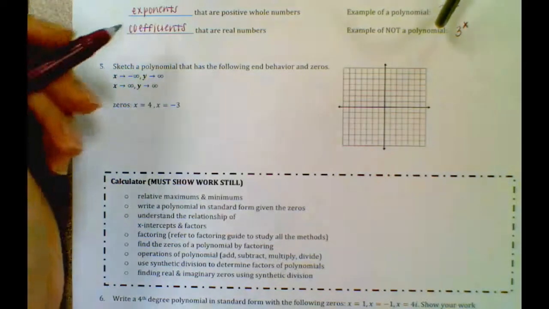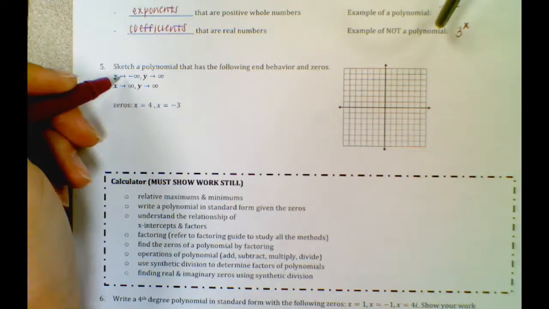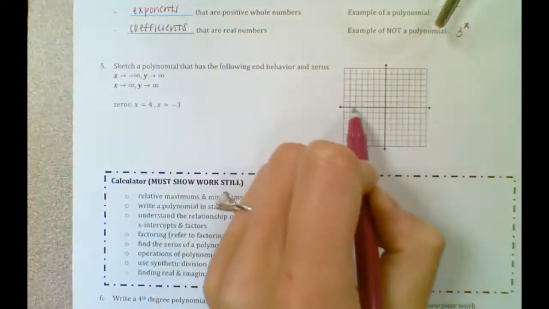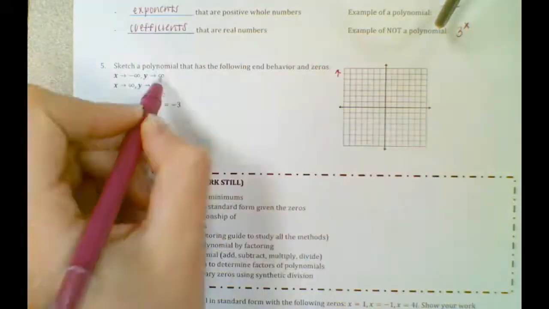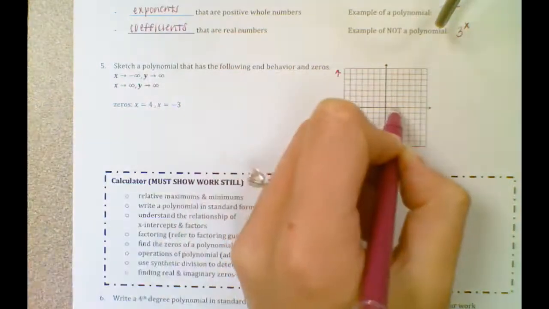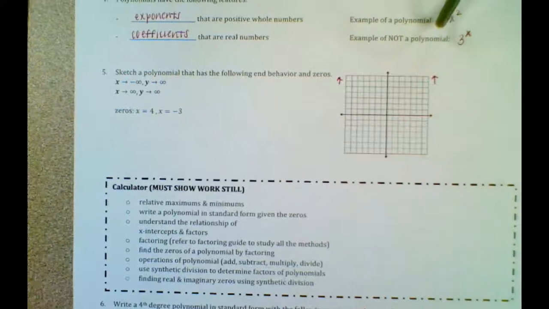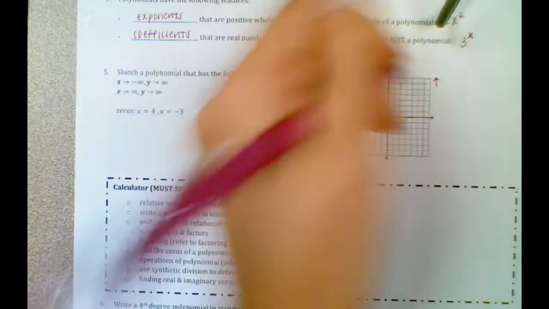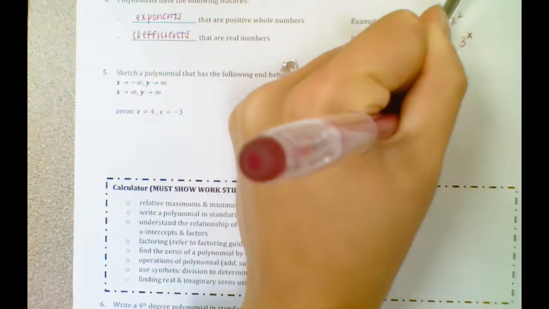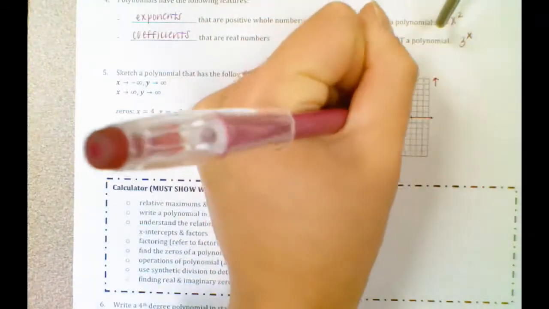All right, number 5, it says sketch a polynomial that has the following end behavior and zeros. So, as x goes to negative infinity, so as I go to the left, my y values point up, and as x goes to positive infinity, my y values point up as well, because this is positive infinity, okay? And then I have a 0 at 4 and at negative 3.